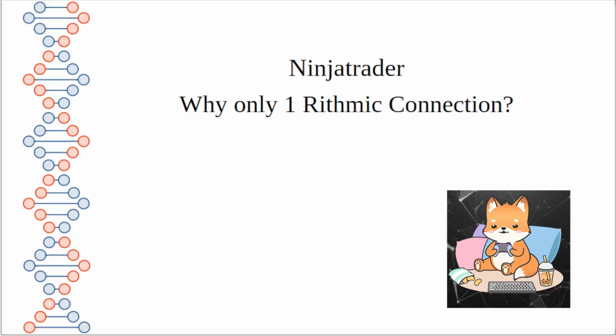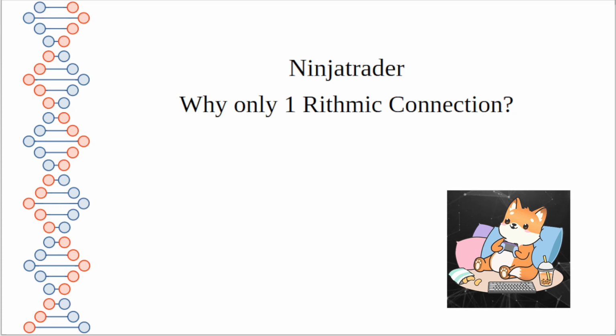When you first start using Ninjatrader, you'll find that you are unable to connect to more than one Rithmic account. Why is this, you ask? Well, the reason for this is because Ninjatrader is a very old software and it wasn't built to have multiple connections when it was first programmed. With the rise of prop firms and the need for multiple trading connections, it's actually too late for them to program it unless they rebuild the whole Ninjatrader software from scratch.